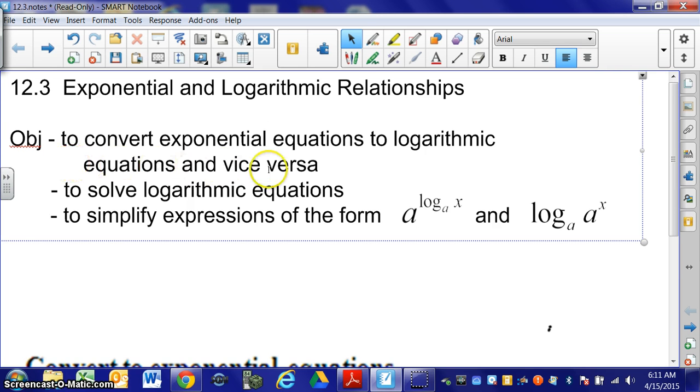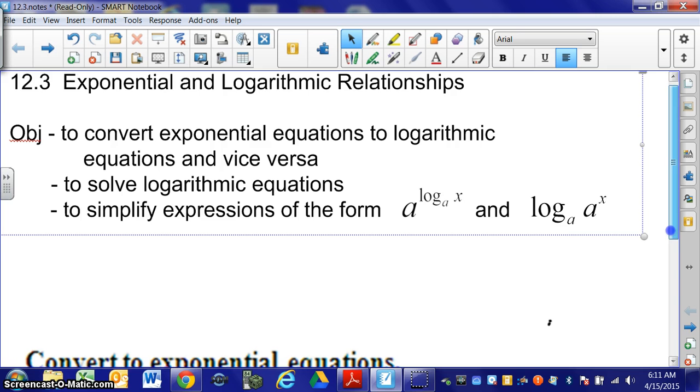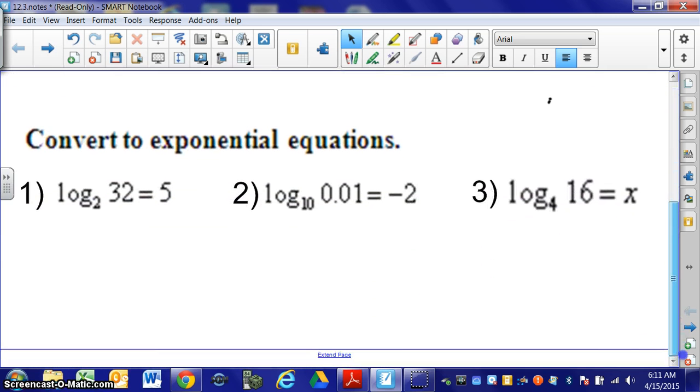One is to convert exponential equations to logarithmic equations, and vice versa, go back and forth. Use that ability to solve logarithmic equations, and then learn how to simplify these inverse functions of each other. Notice how the bases are both the same. The answer to each of these, by the way, is x, because they are inverse relationships. Alright, let's get to it. 12.3. Let's learn how to convert to exponential equations.